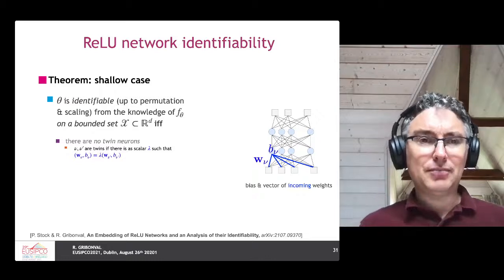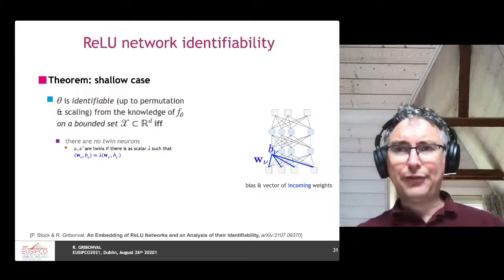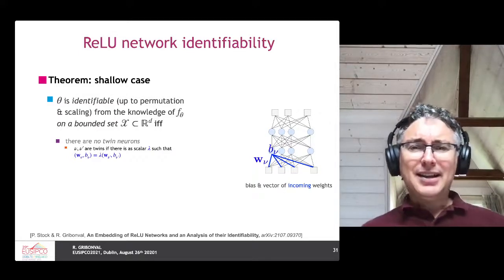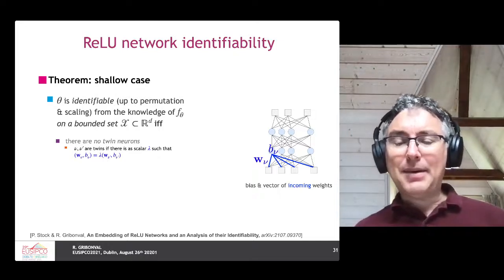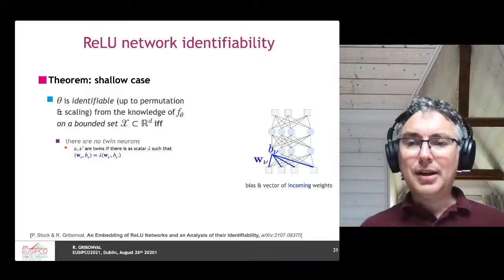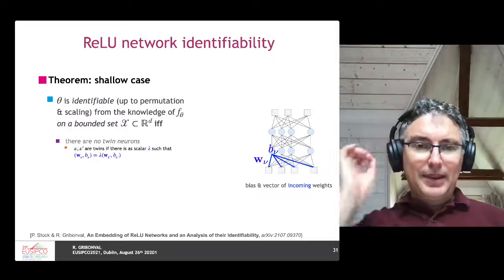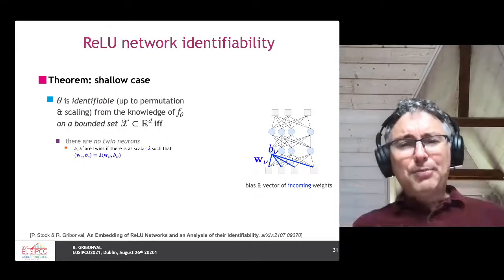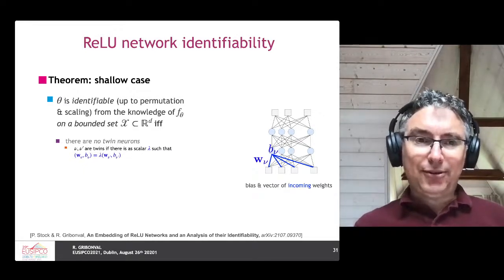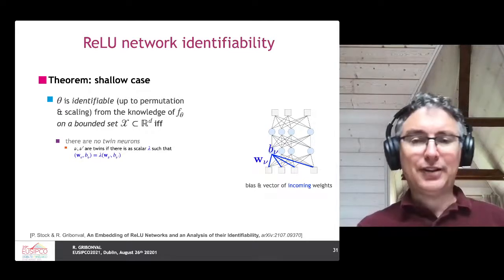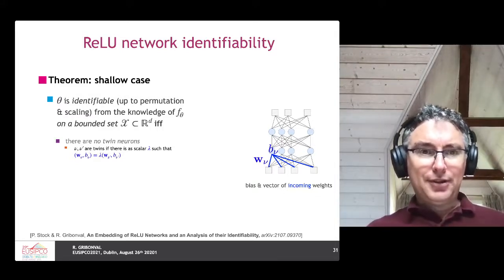So a first condition for identifiability is the absence of twin neurons. It's quite natural, because if you have twin neurons with a positive scalar, then essentially the output of this neuron will be the same as the output of this neuron up to a multiplicative factor that you can compensate with other weights. It's a bit more intricate to see why this is also needed when you have a negative proportionality factor, but you can find the details in our preprint. So that's the first condition.